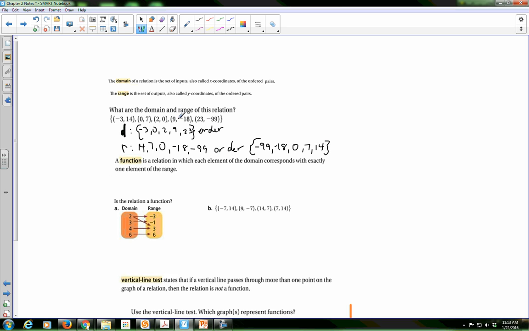All right, if a number repeats, you don't have to write it twice. Write that on your paper. If a number repeats, you do not have to write it twice.